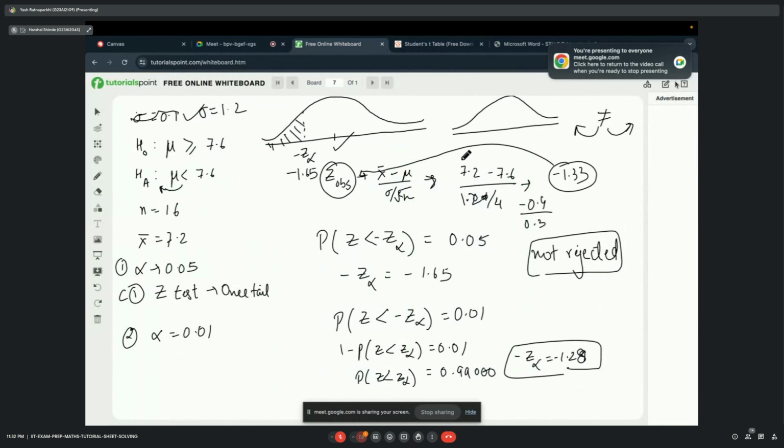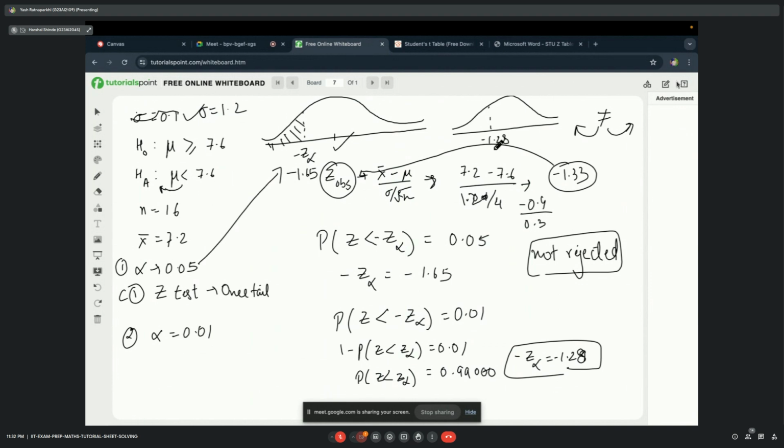Yeah, so minus z alpha is equal to 1.65, no? No, ma'am, 1.65 was for case 1. Now case 2, my minus z alpha is minus 1.28. Right? Now check it once again. Tell me, is it rejected or selected? Minus 1.33.